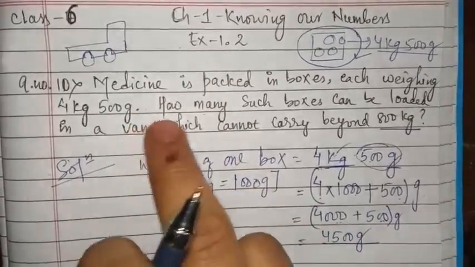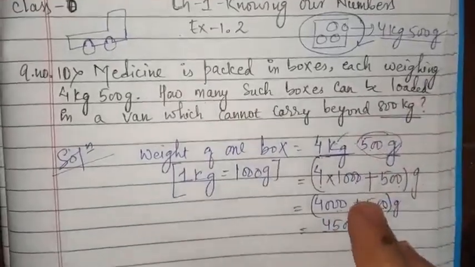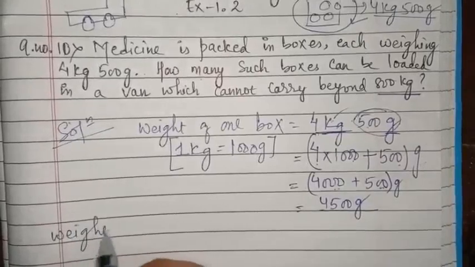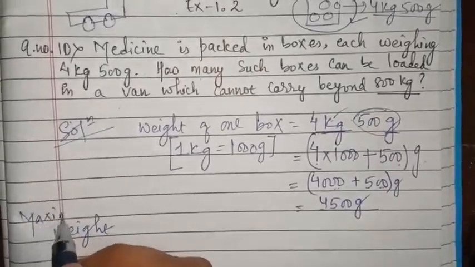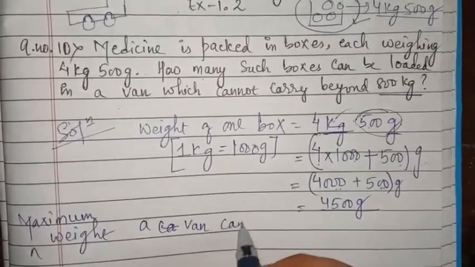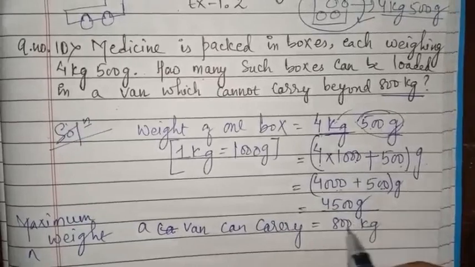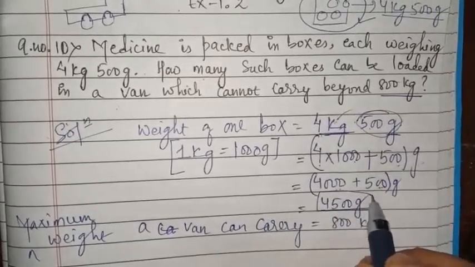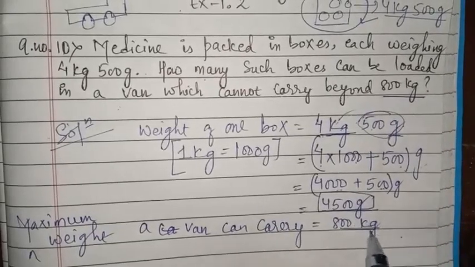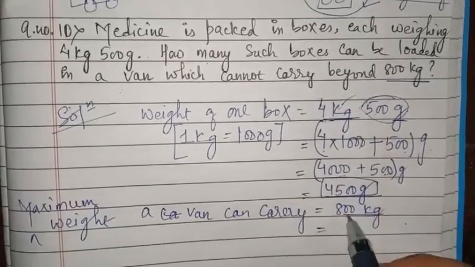Now how many such boxes can be loaded in a van which cannot carry beyond 800 kg? What is the next thing given? The next thing given is the maximum weight a van can carry. What is the maximum weight that the van can carry? It is 800 kg. Now remember, you converted the previous value into gram. Even this value should be converted into gram. If you keep one in gram and the other in kg, the answer will be incorrect. That is why you need to convert this into gram.